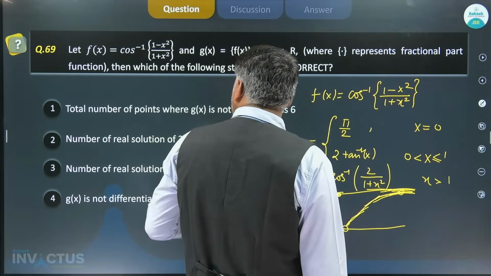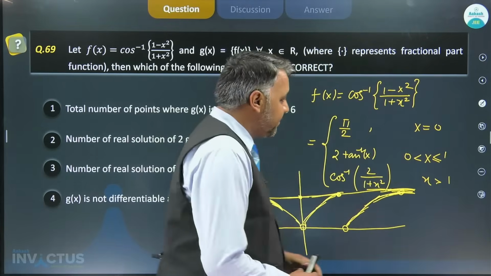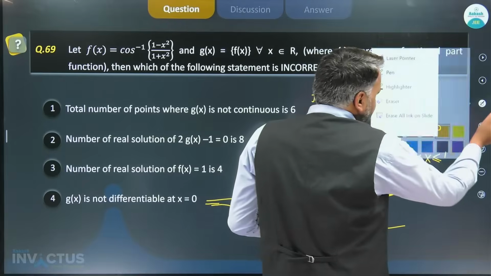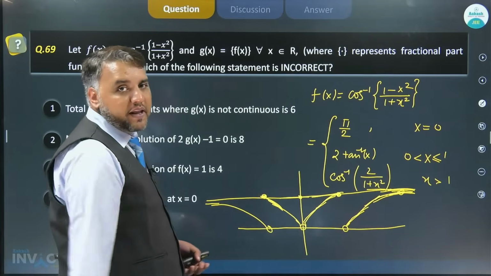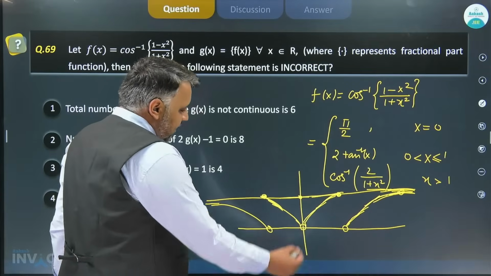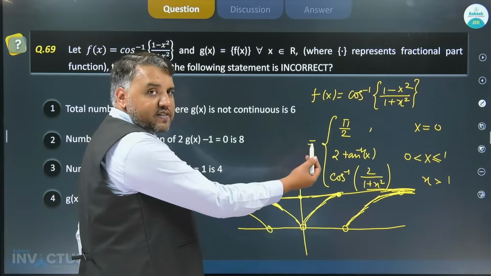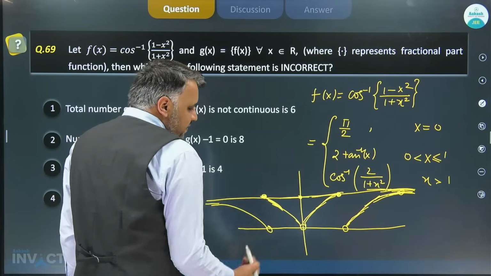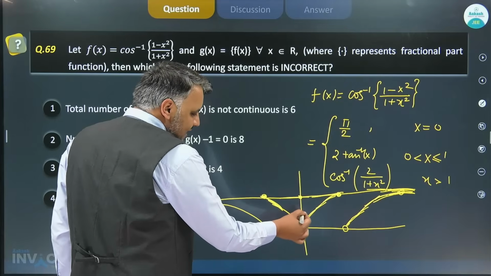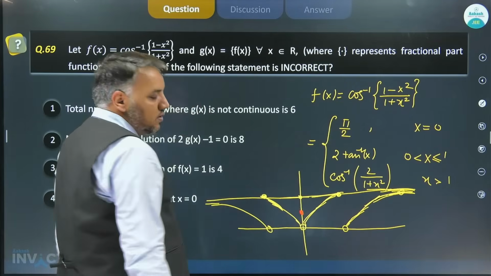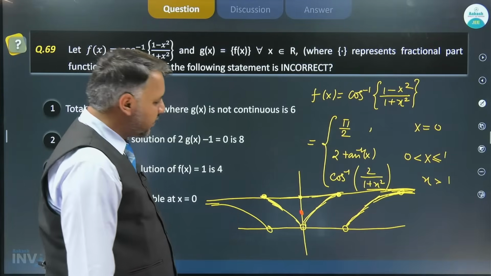Now we have to solve for gx. gx is the fractional part of fx. Okay, let's make the graph on this itself. gx is the fractional part of fx, so we have to just apply the fractional part. So at x is equal to 0, fx is pi by 2, approximately 1.57. So as soon as you apply the fractional part, this will come 1 unit down, x minus 1. This will be pi by 2 minus 1.